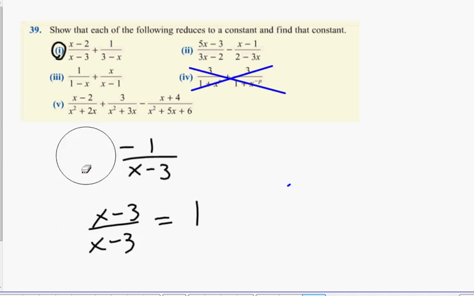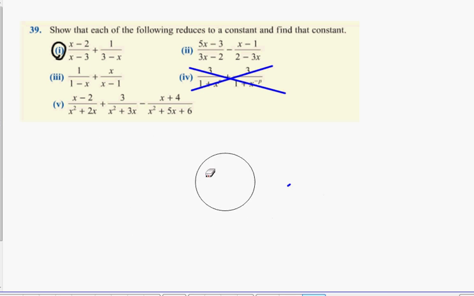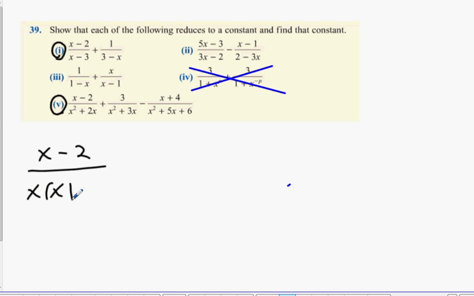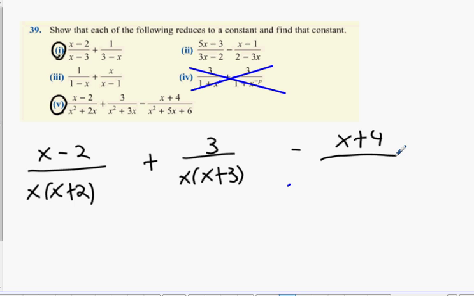Okay. The one that would be really impressive in this situation would be 39 part 5. Would anybody have an inkling of how to do that? Factorise everything. Yeah. And factorise that, yeah? What would be the next step? X bracket x plus 2 and then x plus 3.